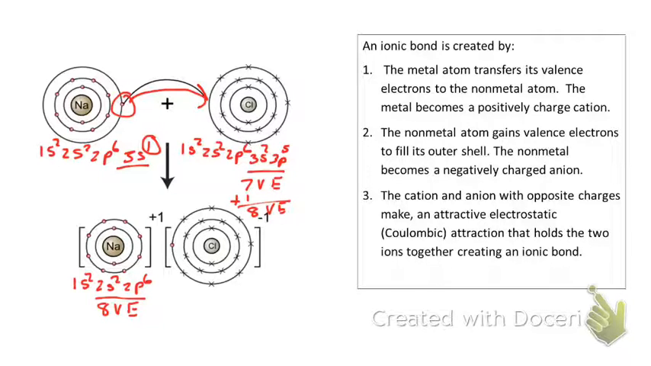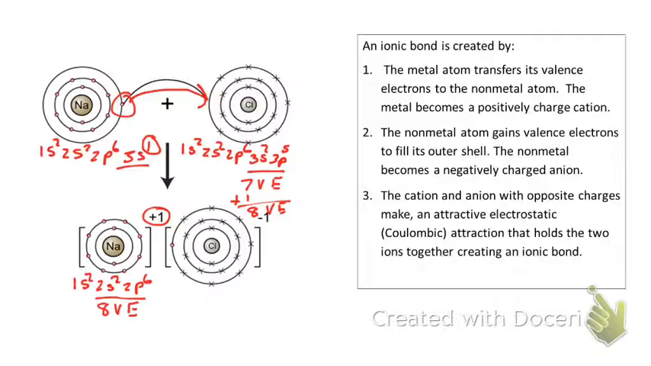The trade-off, though, is that it does become positively charged, or a positive 1 charge. All right? Now let's take a look at chlorine.